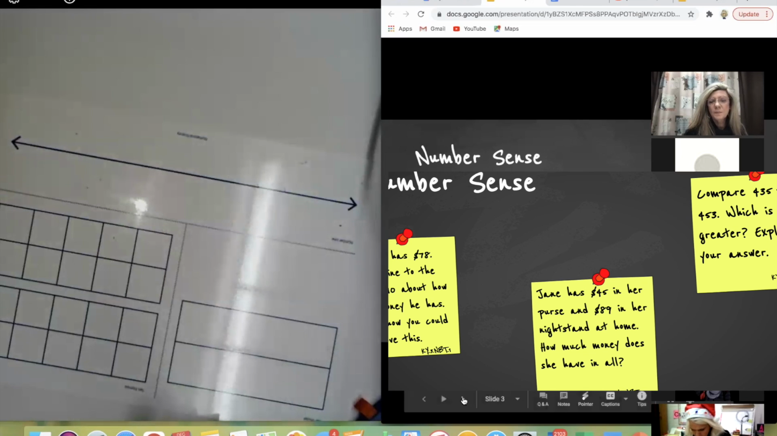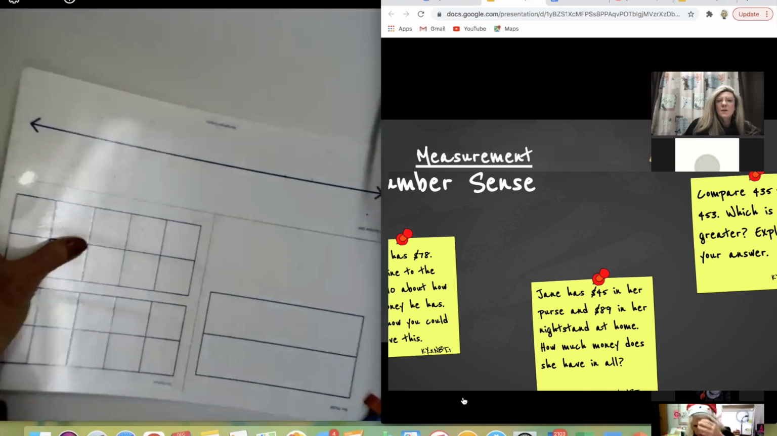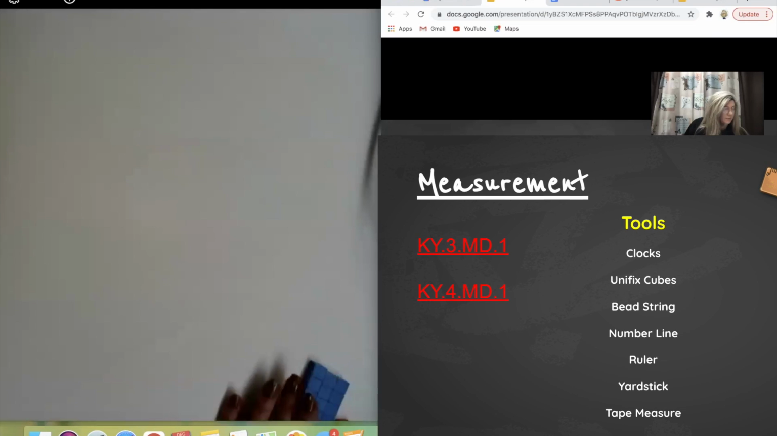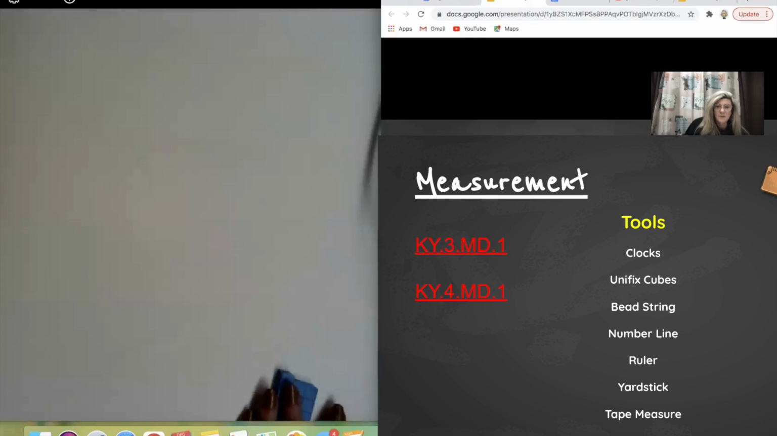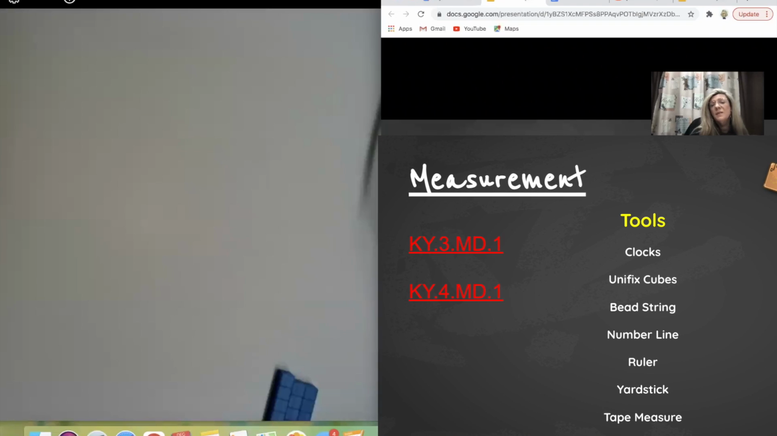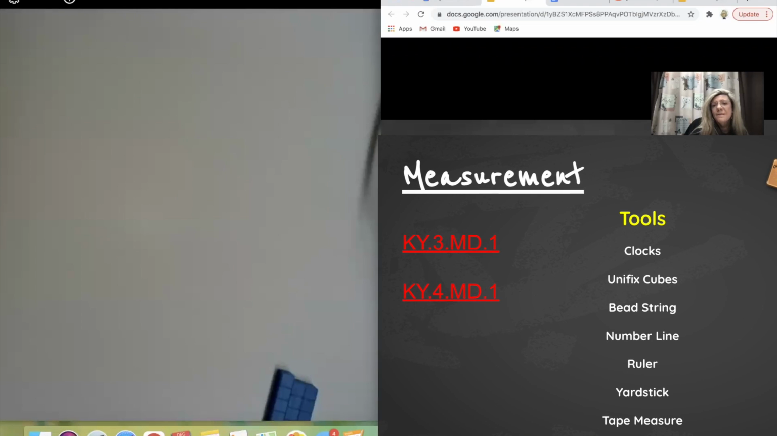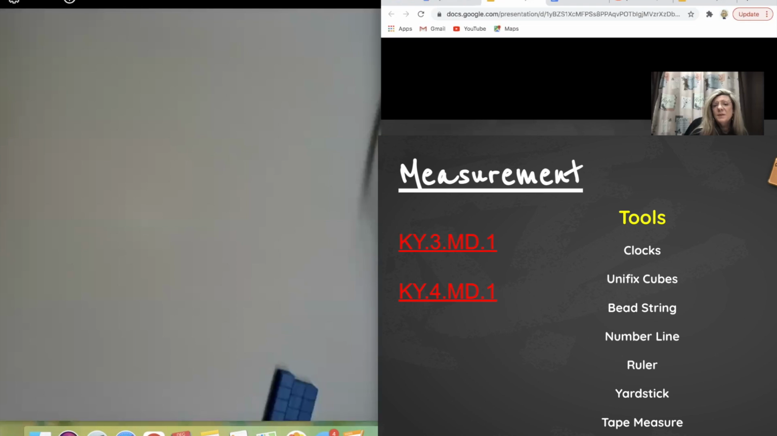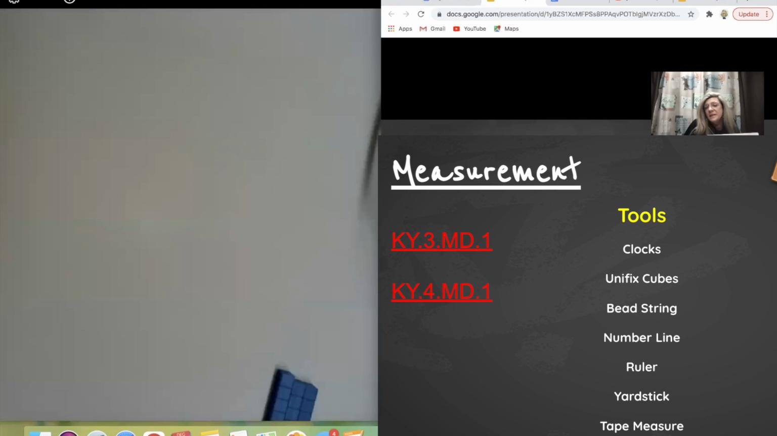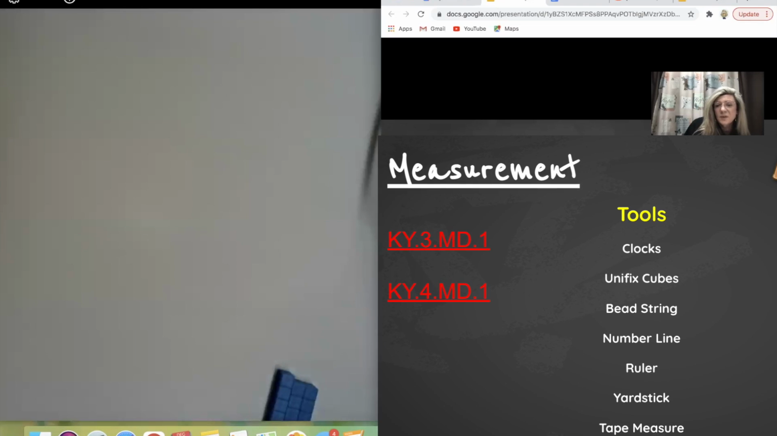Okay. So I'm going to move on to the next concept. And our next one is focused on measurement. There's only 2 standards in the elementary that work with measurement. The first one, well, first of all, let's talk about our tools. Obviously, it involves telling time, so you're going to need those clocks. You have Unifix cubes. You can use a bead string for measurement, the number line, and obviously a ruler, a yardstick, a tape measure. And this is not an exhaustive list of tools, I should say.